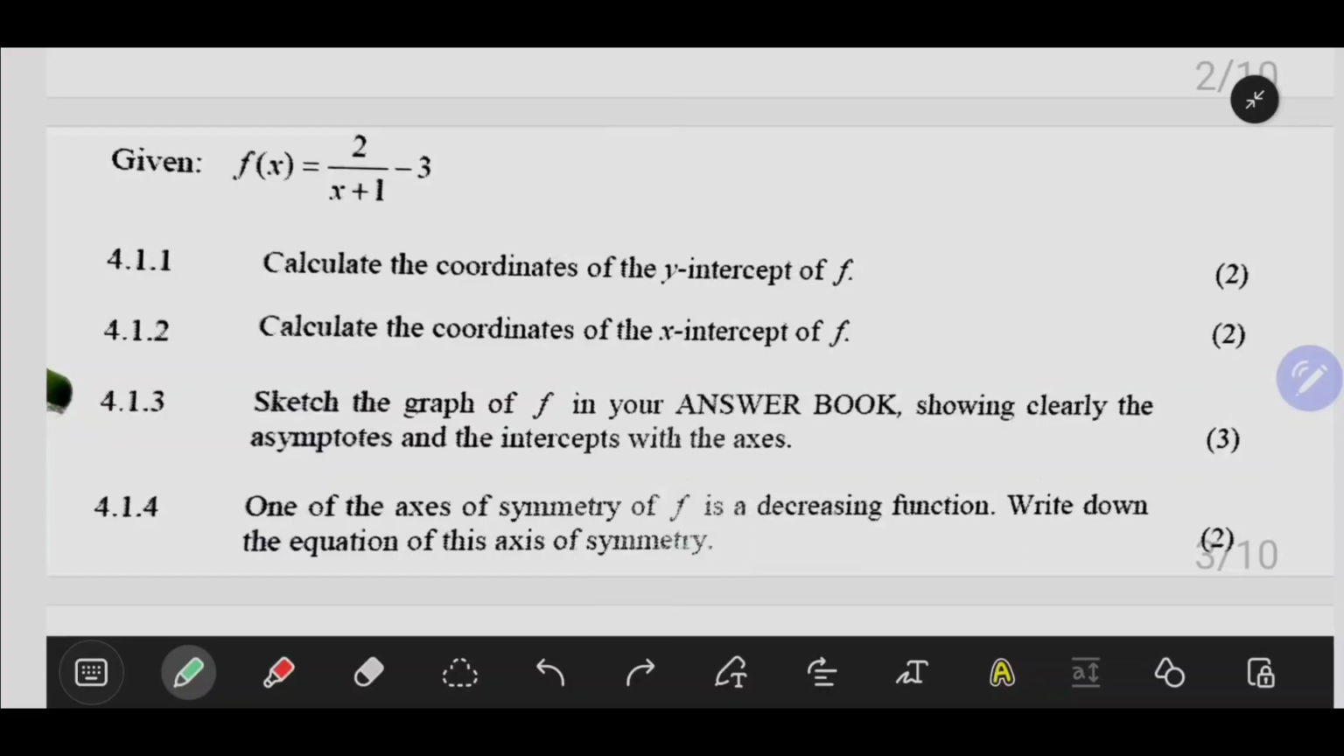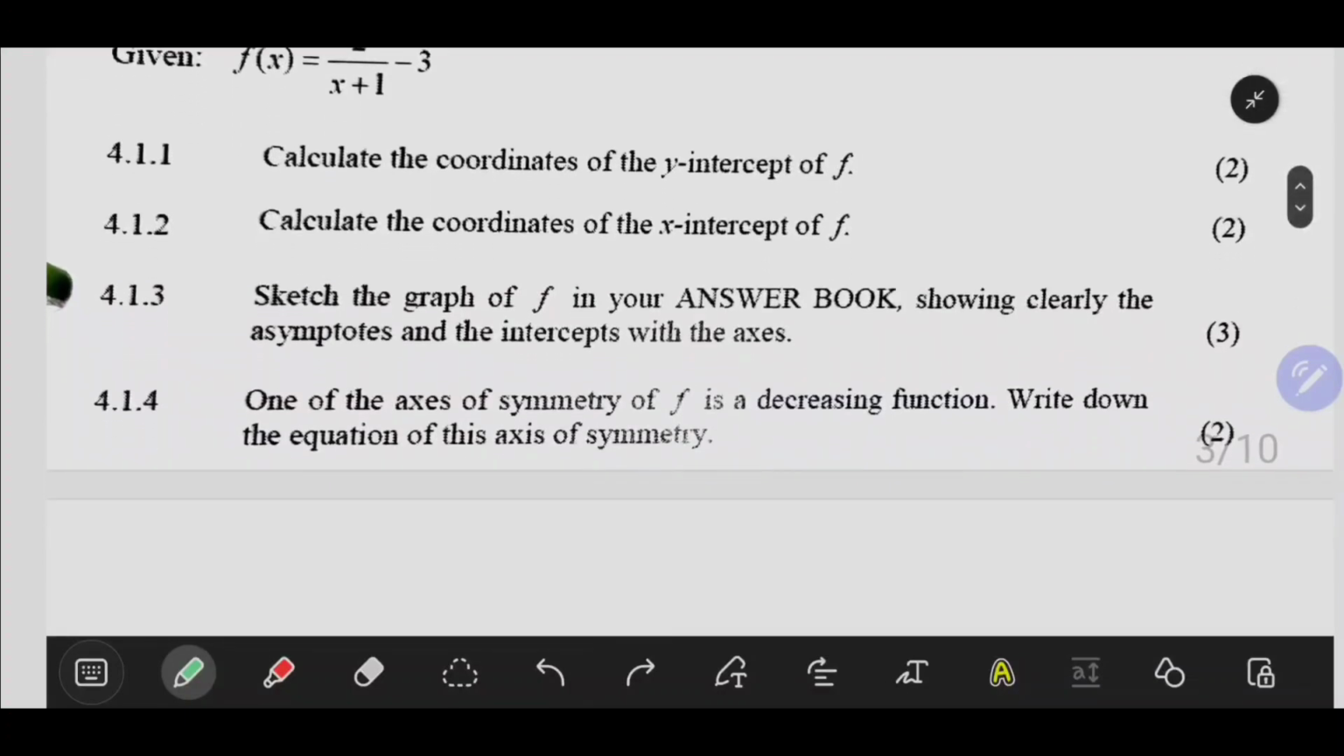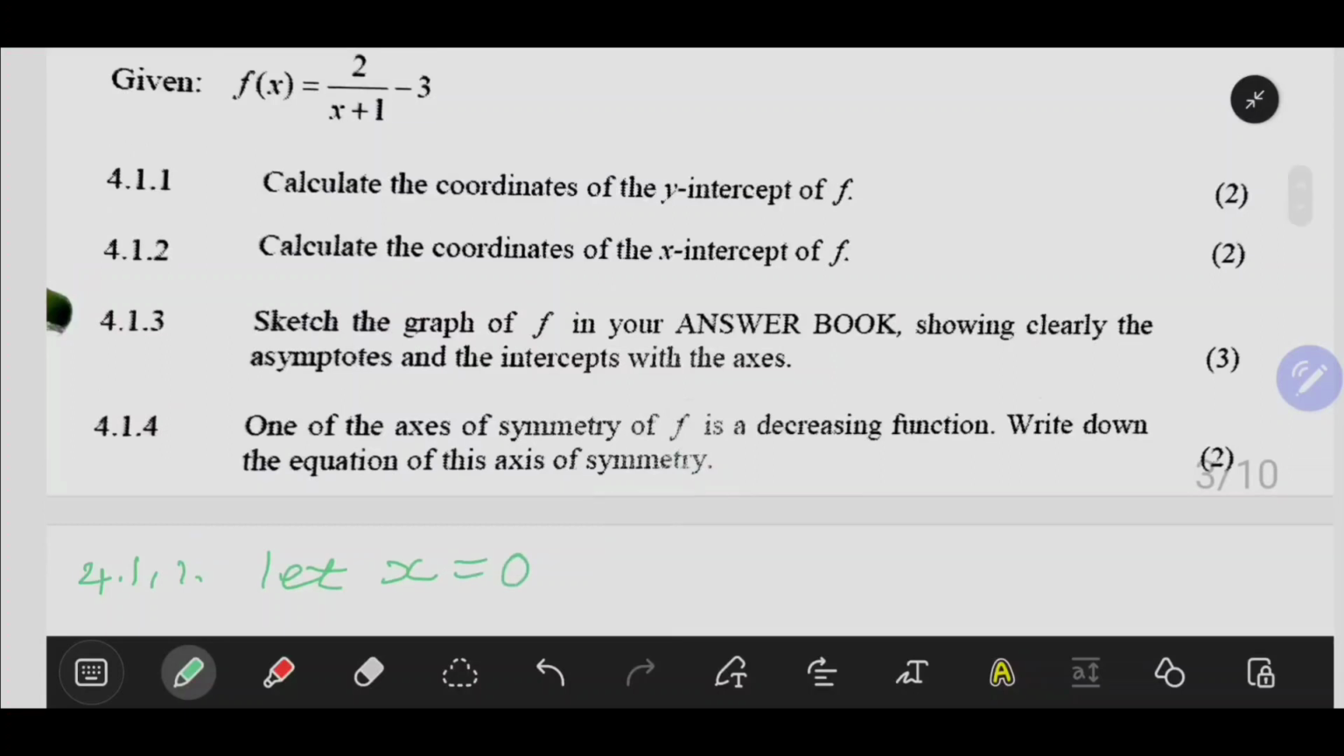So feel free to pause this video and try this question on your own, and then you can check the solution when you're done. All right, so let's do the first question. They want us to calculate the coordinates of the y-intercept. So we know that for the y-intercept, we're going to let our x value be equal to 0.